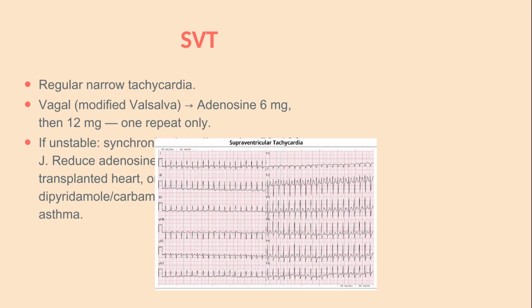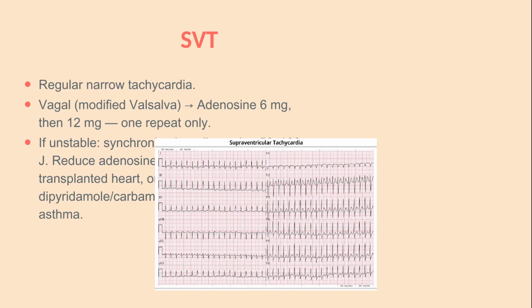6 mg by rapid push through a large bore IV with an immediate saline flush, followed by 12 mg if the first dose fails, and current adult guidance stops after 1 repeat. Warn the patient about the brief, awful sensation of impending doom. It lasts seconds, and the warning preserves their trust. Record a rhythm strip during administration because the response can unmask flutter.